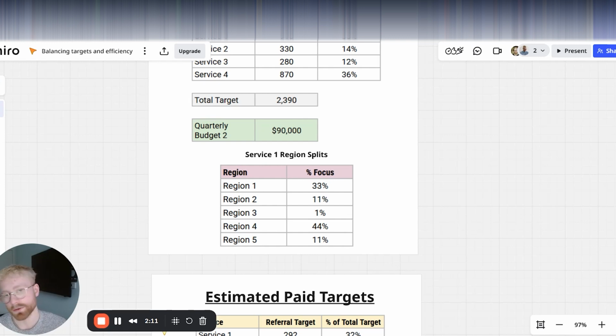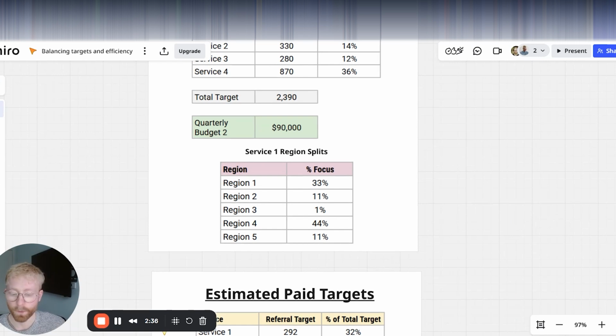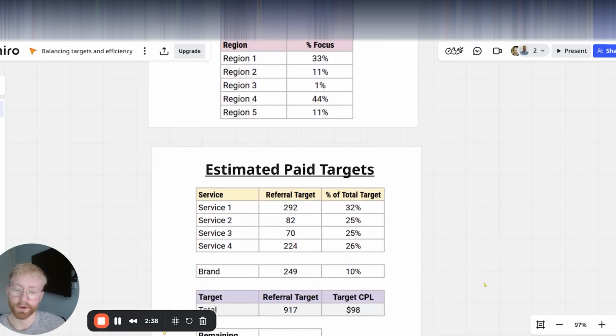But it's also important to take into consideration that these goals or targets are for the entire business, and it'd be unreasonable for us to say we can achieve 100% of these targets from Google Ads, because we can't. So how do we actually estimate the paid targets? So in this scenario, this is what I've done, right?